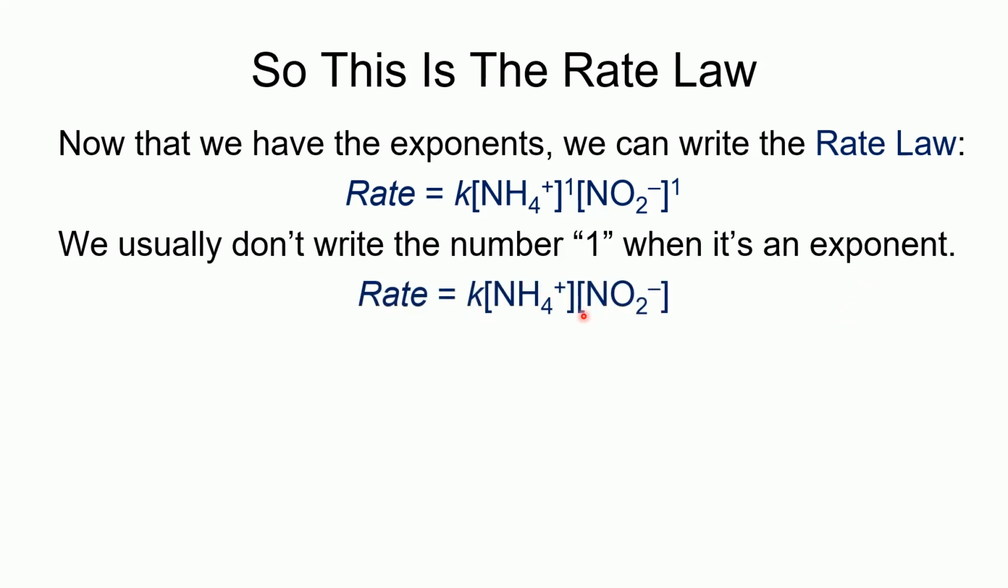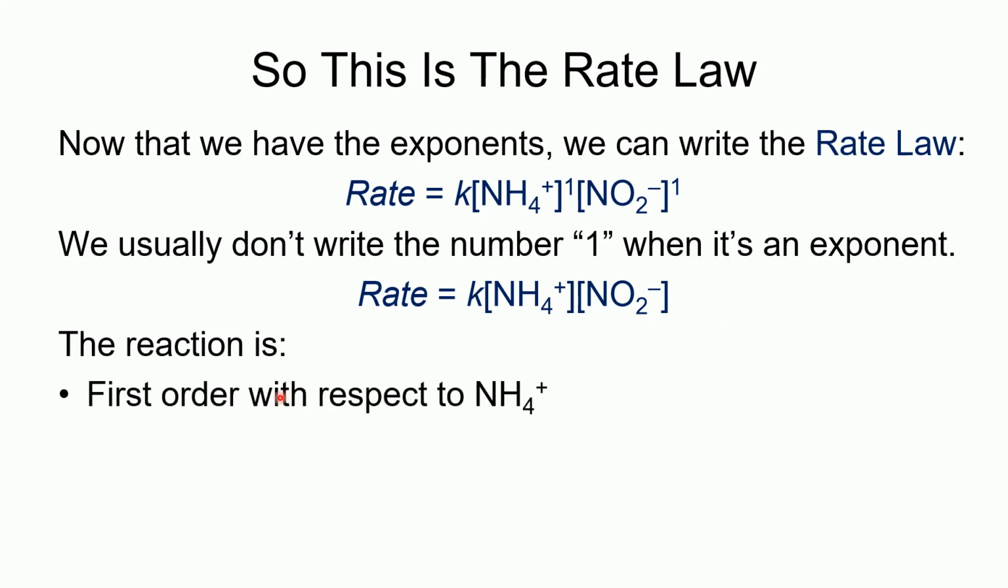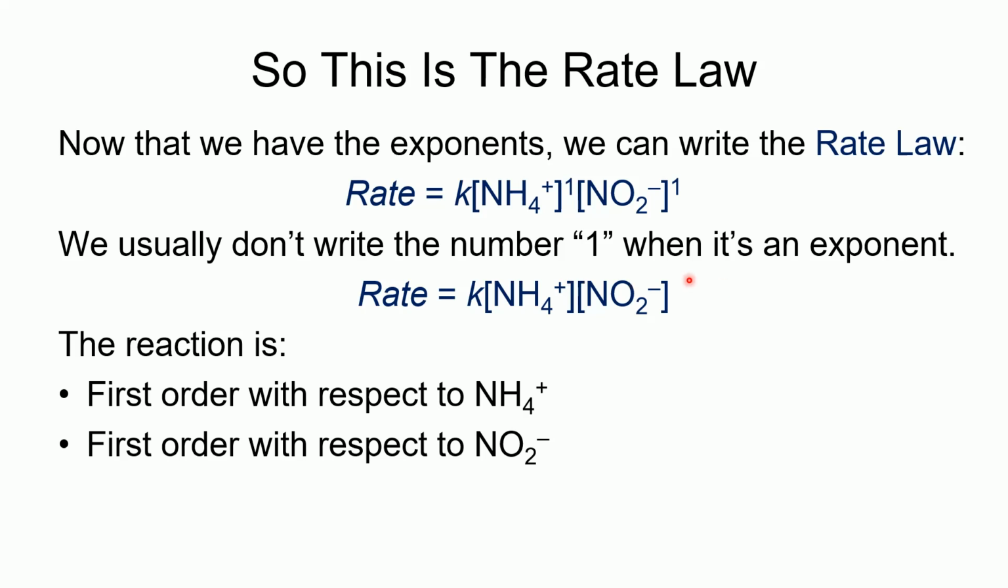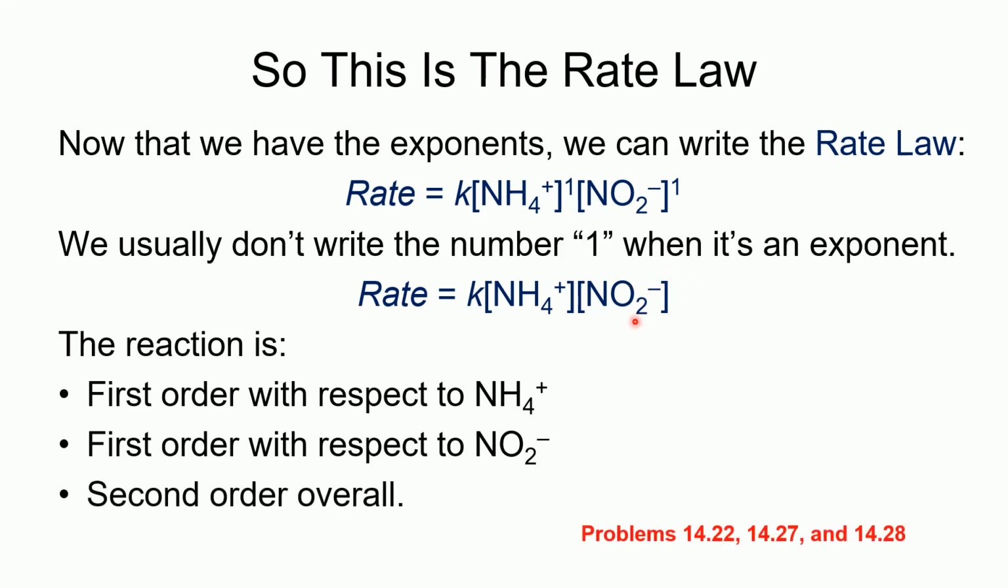All right, so there we go. We can write it like that. So this is our rate law. K is our rate constant, and then these are both first order. So we would say that this reaction is first order with respect to ammonium, or sometimes we'll say first order in ammonium, first order with respect to nitrite, and then if you want to calculate the overall order, you just add together all of the exponents. So 1 and 1. So 1 plus 1 is 2. So it is second order overall.